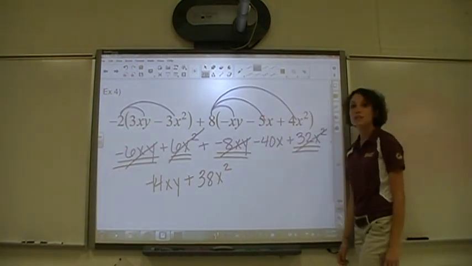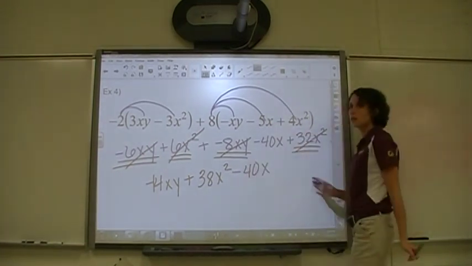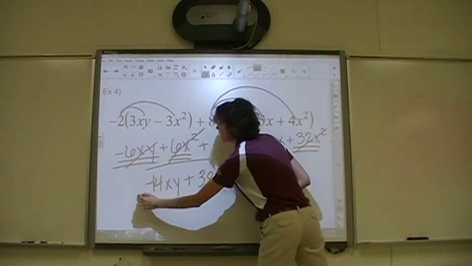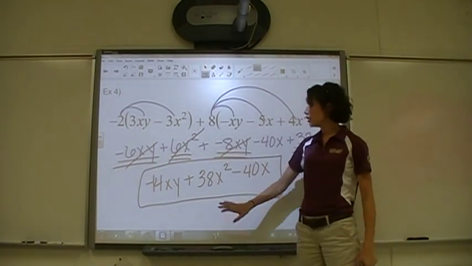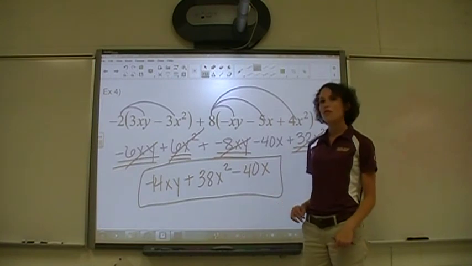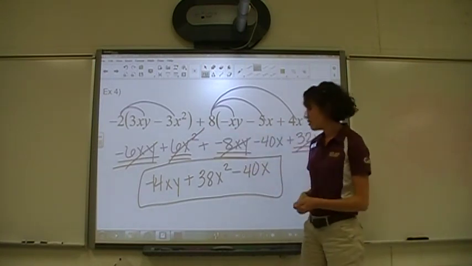Now all we have left is that negative 40x. Drop that guy down. He doesn't have any other like terms, so my final answer is negative 14xy plus 38x squared minus 40x. Looks like a really complicated problem, but if you take it step by step, it's not too bad.